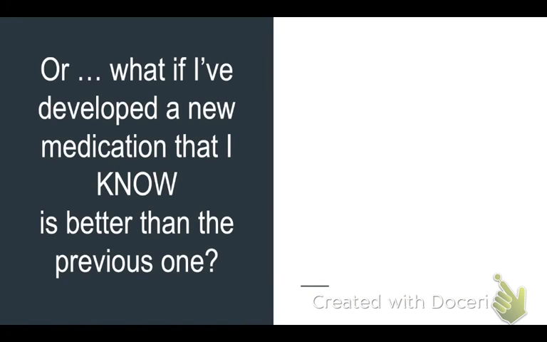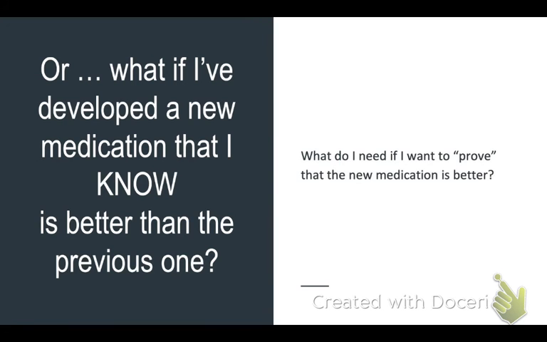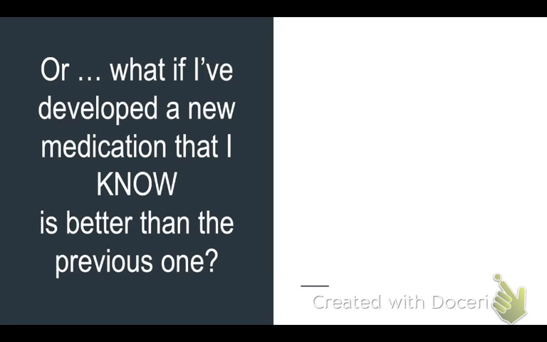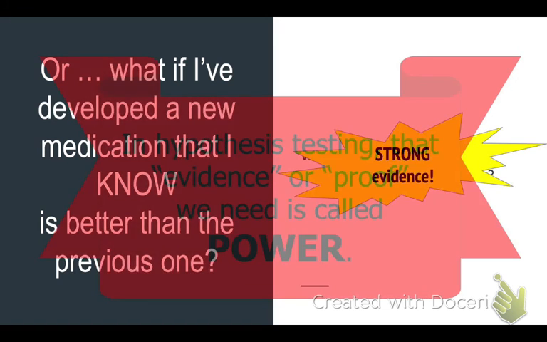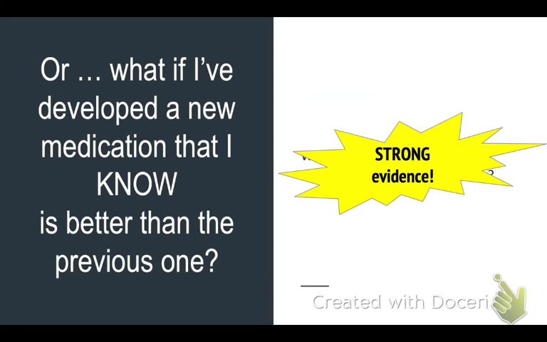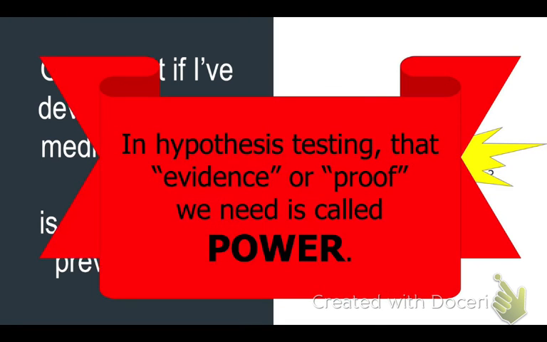Or what if we developed a new medication that I know is better than the previous one? What do I need if I want to prove that the new medication is better? Strong proof, right? I need strong evidence to prove that it is better than the previous one. So in hypothesis testing, that evidence or proof we need is called power. Bring on the power.